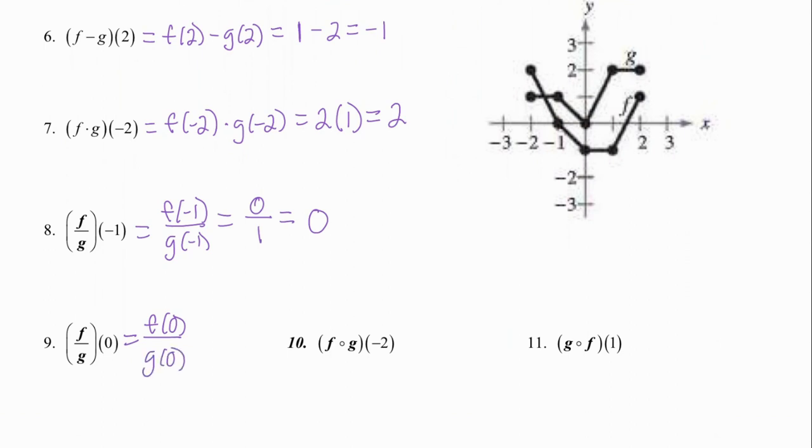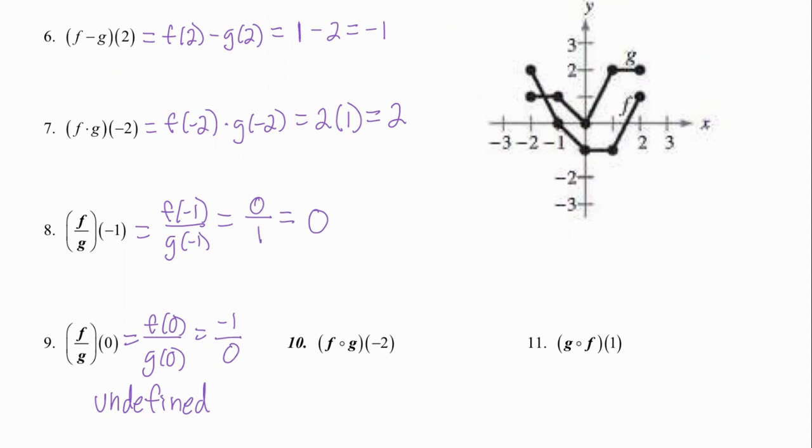So we'd look at 0 in the x direction, and f of 0 is actually negative 1 here. And g of 0 is actually 0. Is this allowed? No, it's not. This would be considered undefined. So there isn't actually a value. It doesn't actually work here.